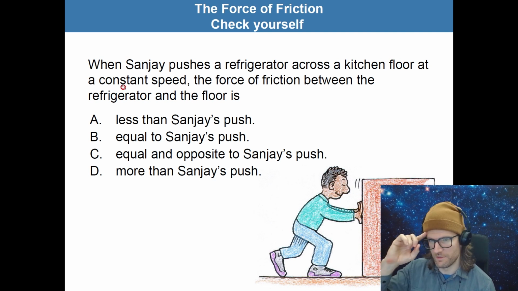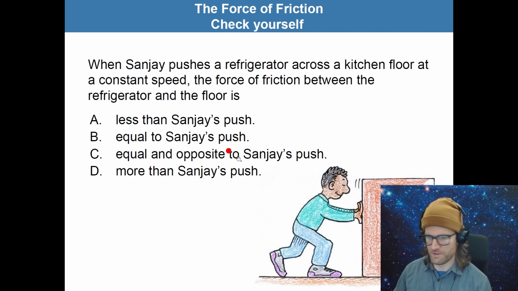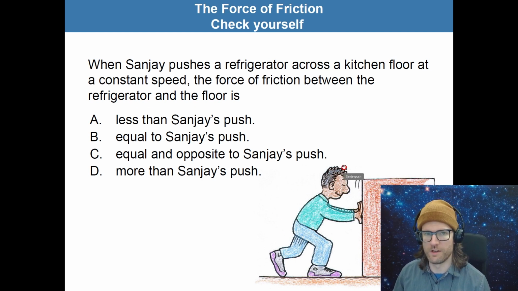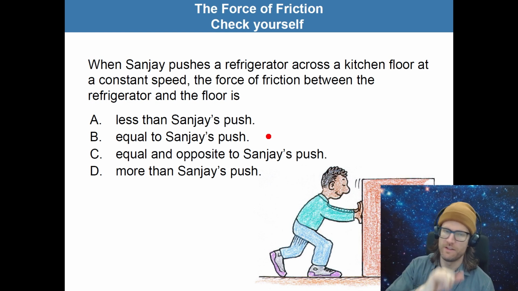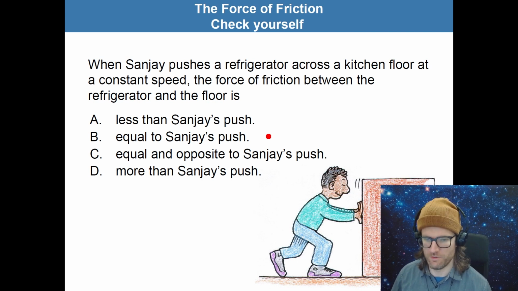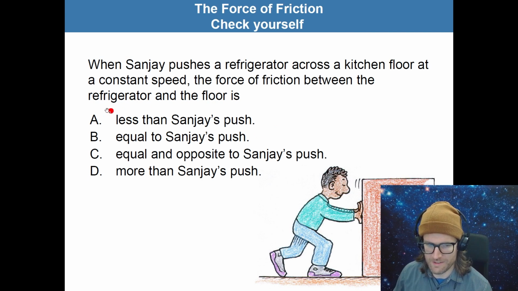Constant speed means net force is 0, which means the force of friction is exactly opposing Sanjay's push. So one is to the right, and the other is to the left, and they should have the same magnitude. So it's certainly not less than Sanjay's push. That would mean the refrigerator is slowing down, not constant speed. Equal to Sanjay's push, that's true. Equal and opposite to Sanjay's push, thus B is a decent answer, but C is even better because it got the word opposite in there. More than Sanjay's push would mean the refrigerator is accelerating again. So C, I think, is the best answer.